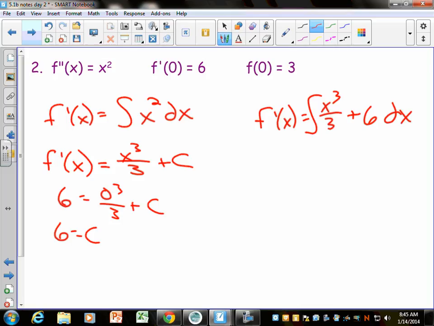What's the integral of x to the third over 3 going to become? x to the fourth over 4 times 3 is 12. Look at us.